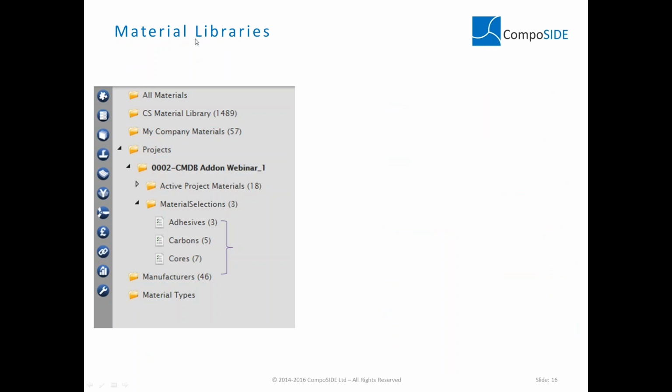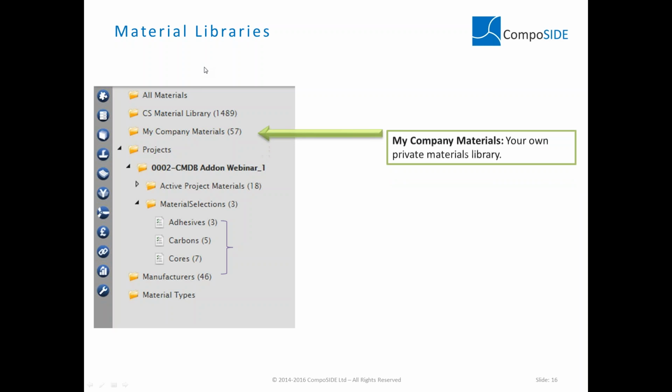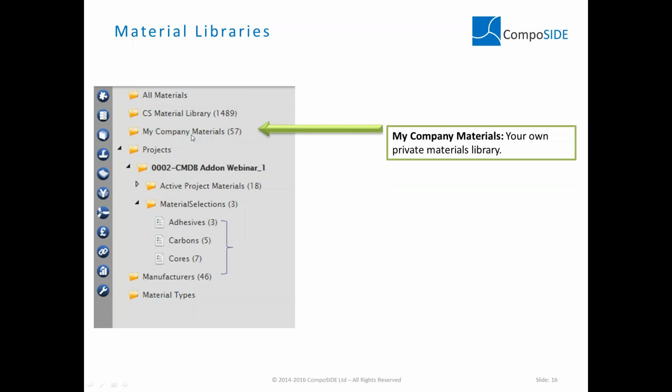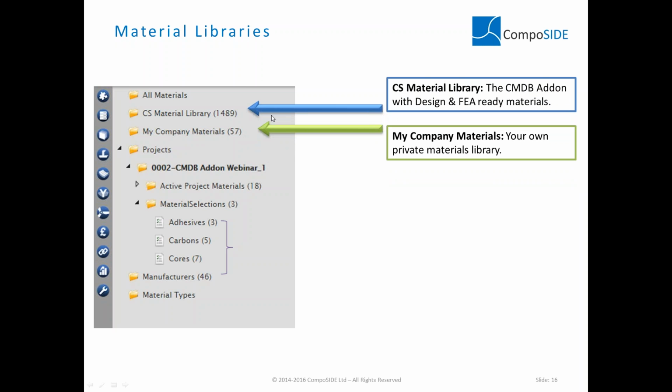I mentioned earlier the concept of material libraries. As you can see here, there is what is defined as a My Company material library. This is the library which is specific to your own company that all of your users can access. Whenever you work, you can then complement this library with the CS material library, the CMDB add-on, which basically contains in excess of 1,250 materials.